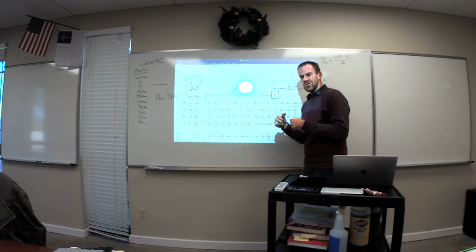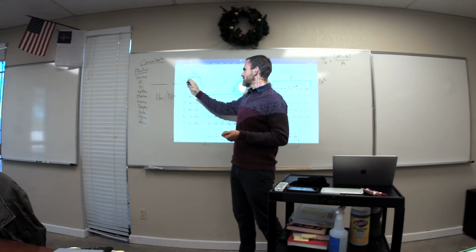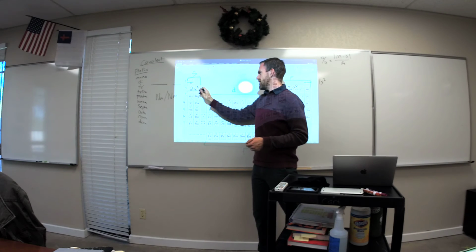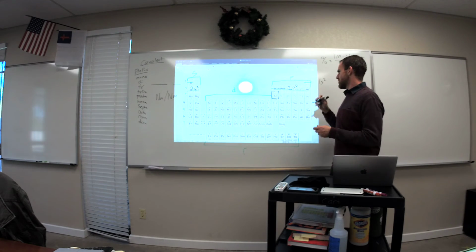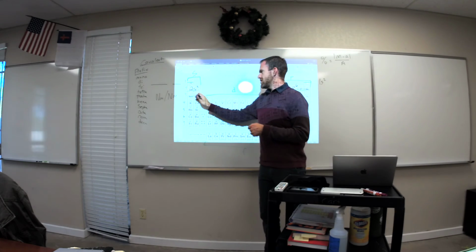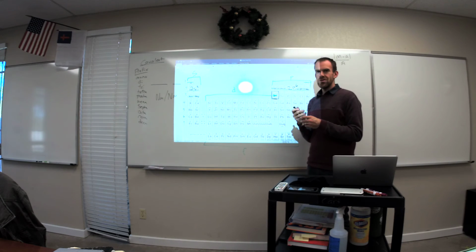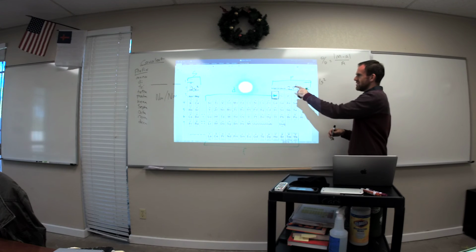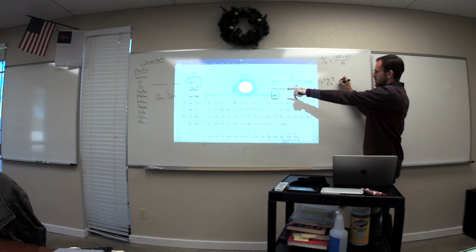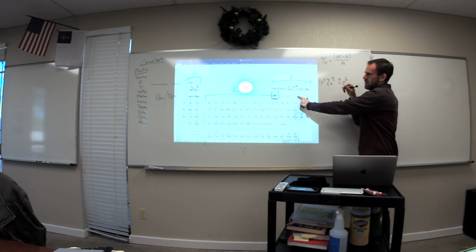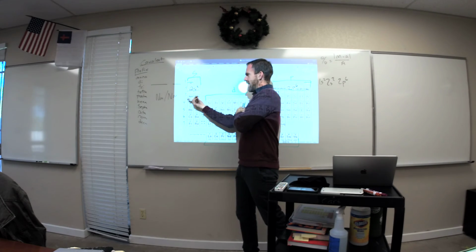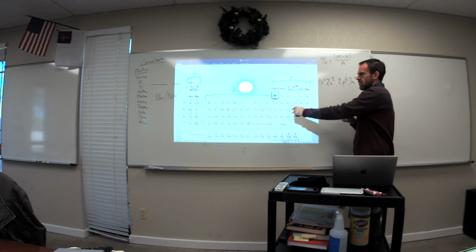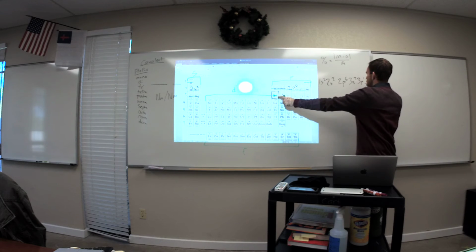I'm on like a little road trip, right? I've got to go through this one, these ones, and these ones, to get to aluminum. So I have to include all of these. So I did 1s2, 2s2, 2p6, 3s2, 3p1.